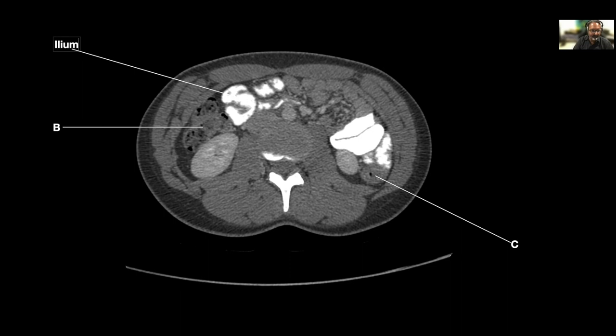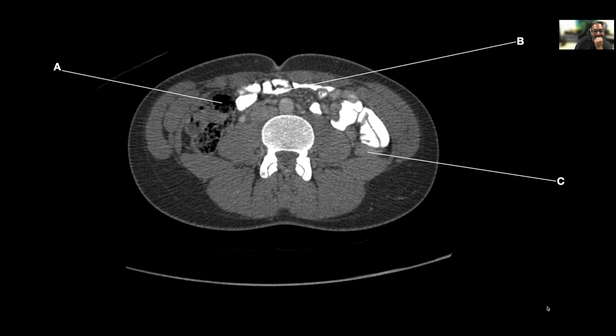Yep, this is the ileum, correct? Still ascending colon, correct? C is the descending colon, correct? Well done. We're not in the pelvis yet. The pelvic landmark are the iliac bones.